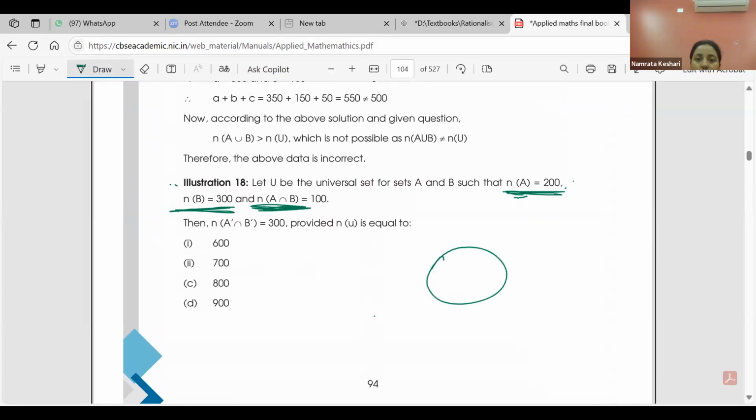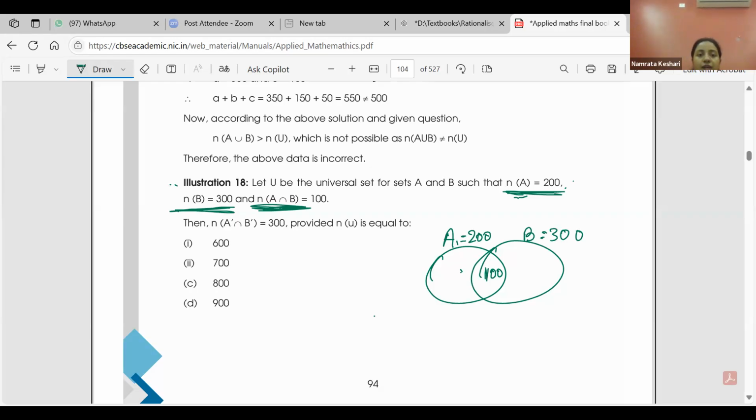So if I draw it this way, in A there are 200. In B there are 300. Total elements in A is 200. Total elements in B is 300. And the intersection, just the common part, is 100, right? Right, Manvi? Yes, ma'am.